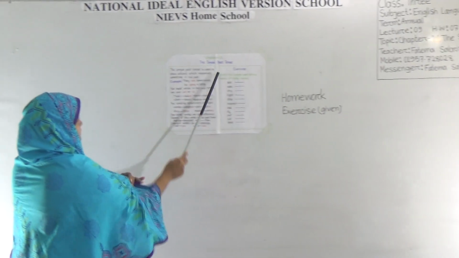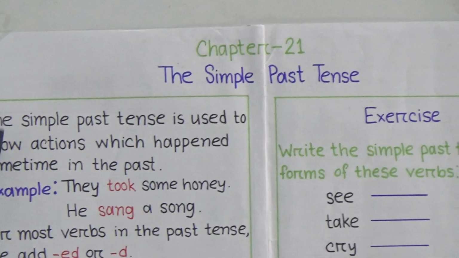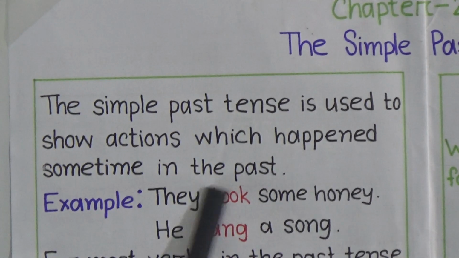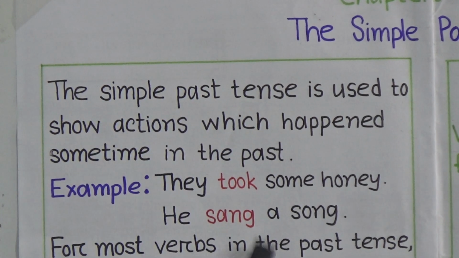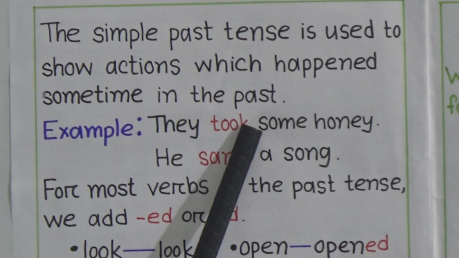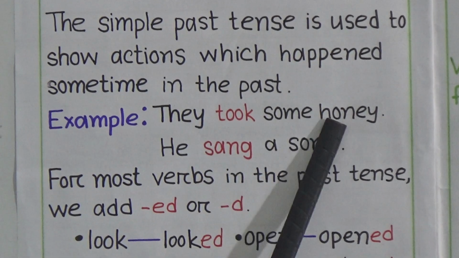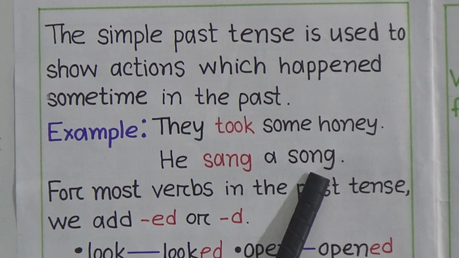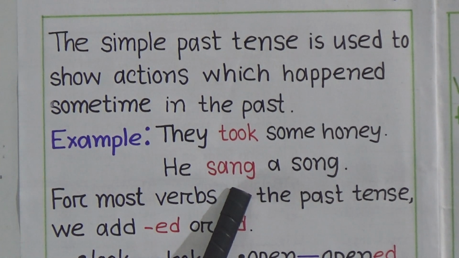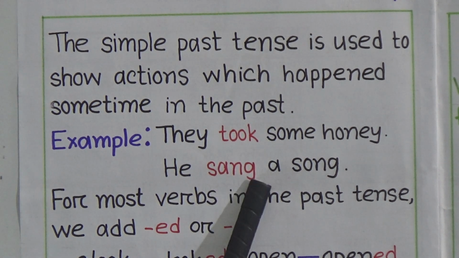The simple past tense. First, you have to know what is simple past tense. The simple past tense is used to show actions which happened sometime in the past. It means, if any incident happened in the earlier time or past time, it is called the simple past tense. Look at these examples. They took some honey. He sang a song. Here, took and sang, these verbs indicate the simple past tense. It means these actions happened in the past.